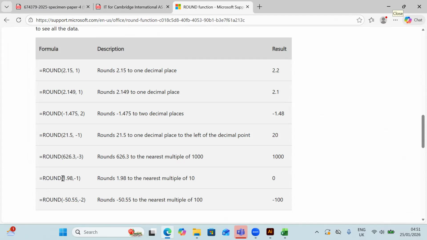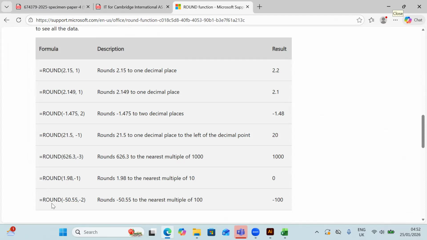And on this one, rounding to the nearest 10, we have 1. This is a unit. We don't have any 10, so we're assuming our 10 is 0. Then we look at 1. 1 is below 5, so it's not going to change the 0 to anything. So that's why we'll remain with our 0.